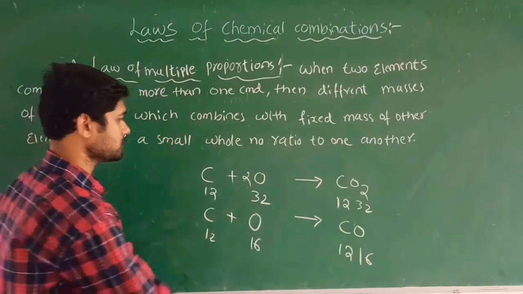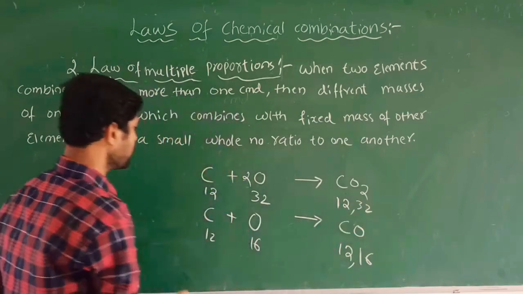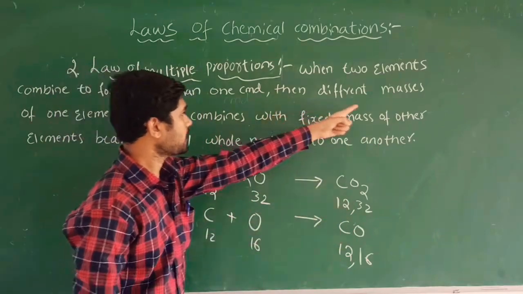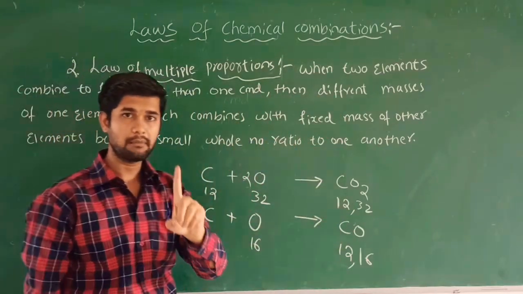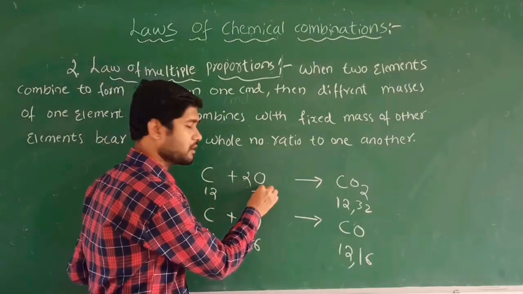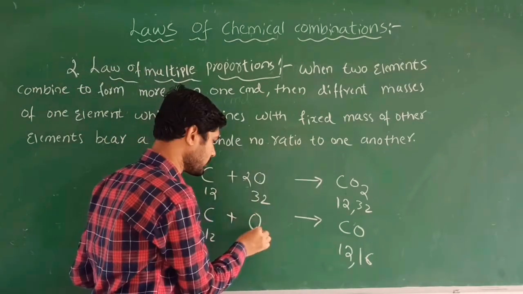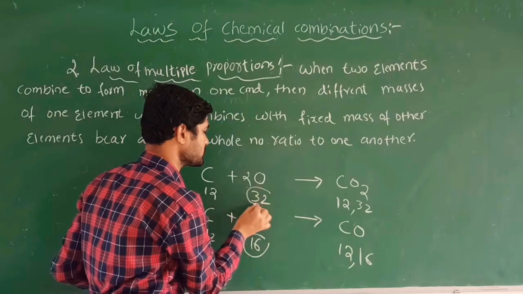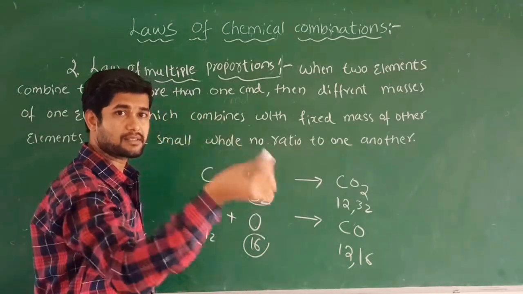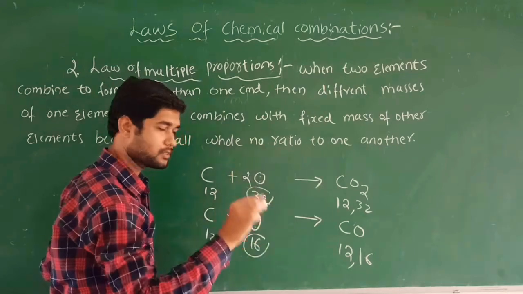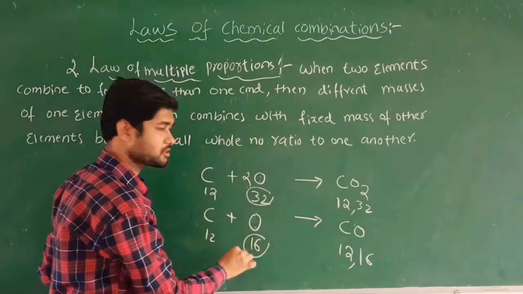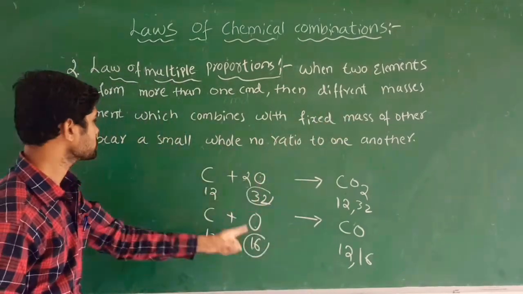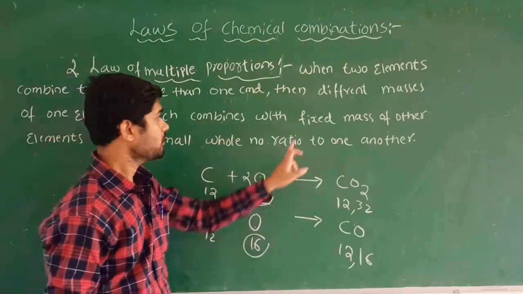Now come to the definition. When two elements combine to form more than one compound, then the different masses of one element, oxygen, is the same element here, but it has different masses. Here its mass is 16 and here its mass is 32. It is the same element, oxygen, but the mass varies because of 1 oxygen and 2 oxygen. So here 16 gram, here 32 gram. Different masses of one element, here oxygen, which combines with a fixed mass of the other element.